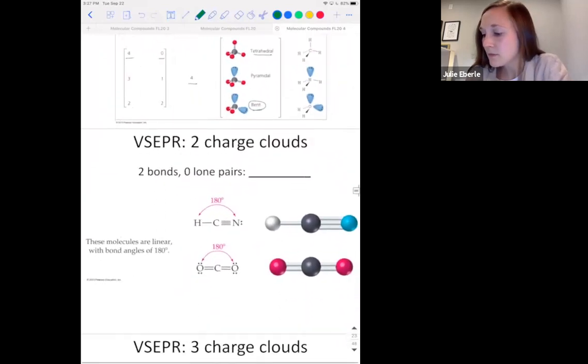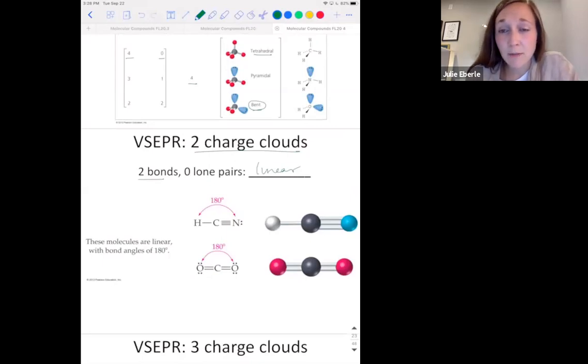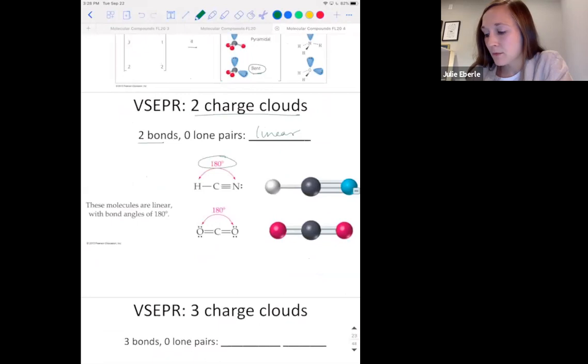So 2 charge clouds. We said 2 bonds and 0 lone pairs. We said this is linear. And this is just giving you more examples. All right. We said the bonded atoms, the farthest they can be apart is 180 degrees. Now, do not waste your time memorizing all these bond angles. I think it will help you visualize it for these slides, but I'm not going to ask you about bond angles on the exam. So HCN is a great example.